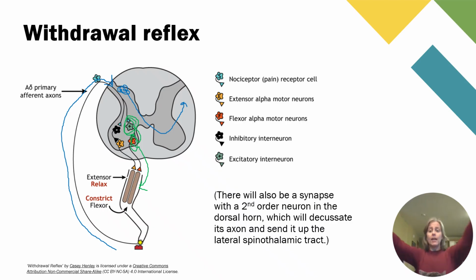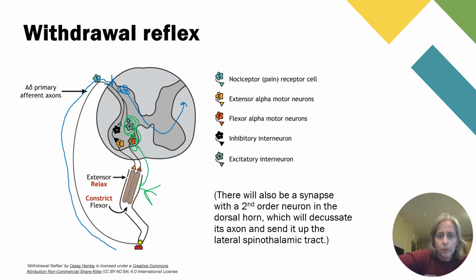This is extension, right? Open wide. Flexion is closed in. So it's a very protective, think like an armadillo. You're closing in that part of your body that's just been exposed to a painful stimulus. So you're going to contract that flexor muscle right there to pull your body away from the stimulus.